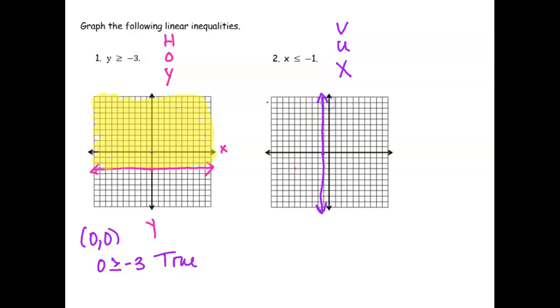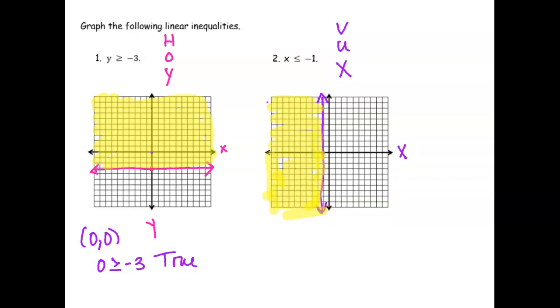Good. Okay, and think of the number line. This is your x. Anything less than negative 1, the values of x less than that, would be to the left side of the number line, so it would look like this. Or, again, we can check our 0, 0 point.